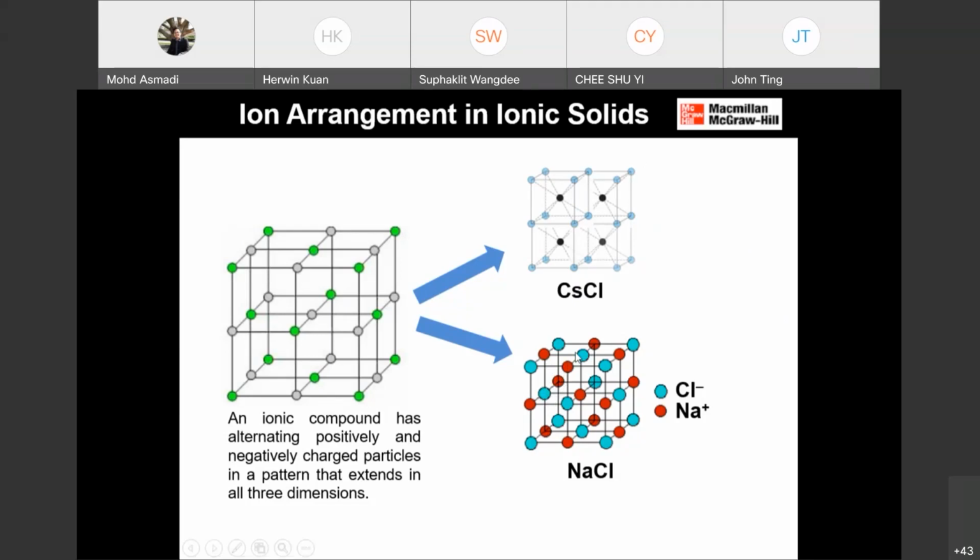There are four types of basic unit cells. The arrangements are simple cubic unit cells, body centered cubic unit cells, face centered cubic unit cells, and base centered cubic unit cells. These are the basic types.